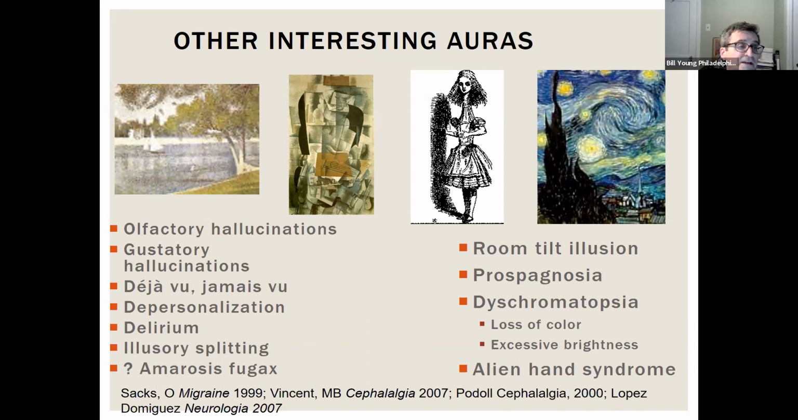Smell auras, taste auras, feelings that something's unfamiliar, or feelings that something is familiar, but you've never actually seen it. Feelings of delirium, of alertness, and these can be these 5 to 60 minute episodes that occur in relationship and near the beginning of a migraine attack.